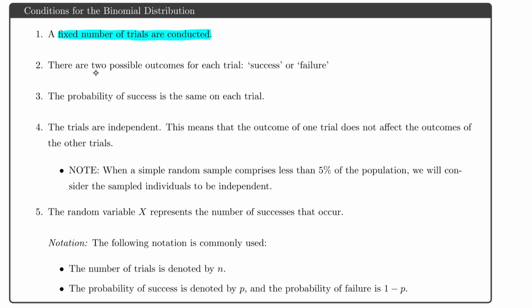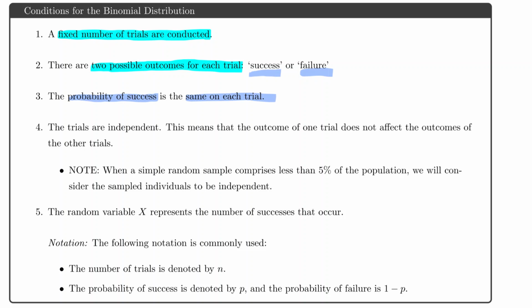And there are only 2 possible outcomes for each trial, either success or failure. So if I think of a coin toss as this binomial distribution, I can declare getting tails as success, and then not getting tails is failure. So there are only 2 possible outcomes. And the probability of success is the same on each trial. So for a coin toss, 0.5 will be the probability of success every trial.